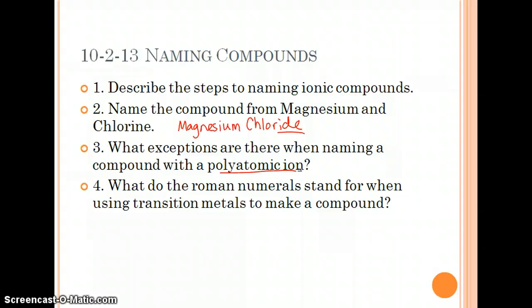And then Roman numerals are used when you're showing a transition metal. So tin II bromide would be an example. This Roman numeral is telling you the oxidation number for that transition element. And that's the review for chapters 4 and 5. Make sure you can identify an atom, that you can find protons, neutrons, electrons. You can draw them, you can do dot diagrams, and that you can show how to make a compound and name a compound.